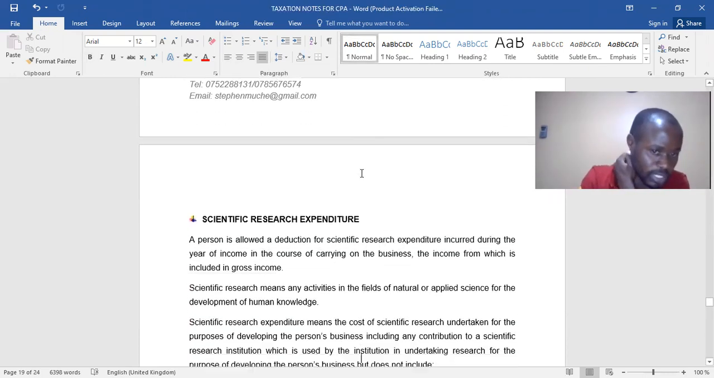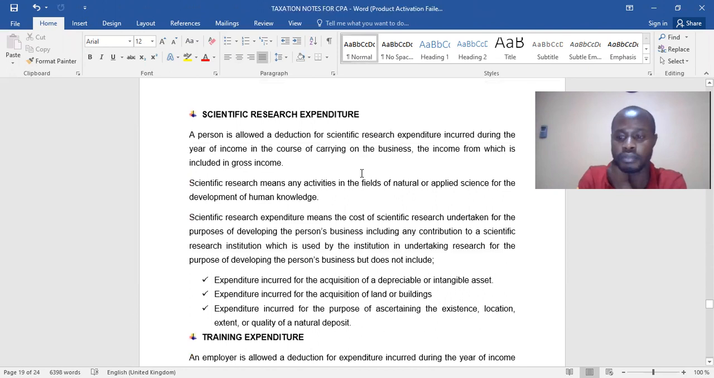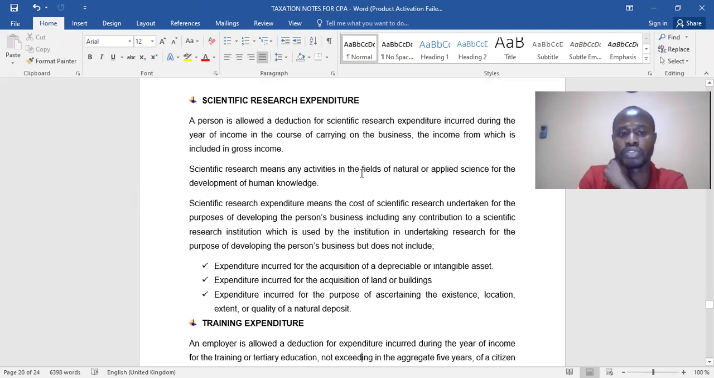Scientific research expenditure. A person is also allowed a deduction for scientific research expenditure incurred during the year of income, the cost of carrying on the business, the income from which is included in gross income. Now here you are allowed 100% of all the scientific research expenditure.